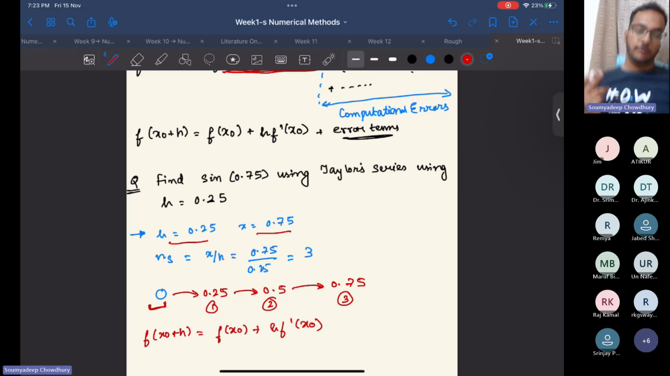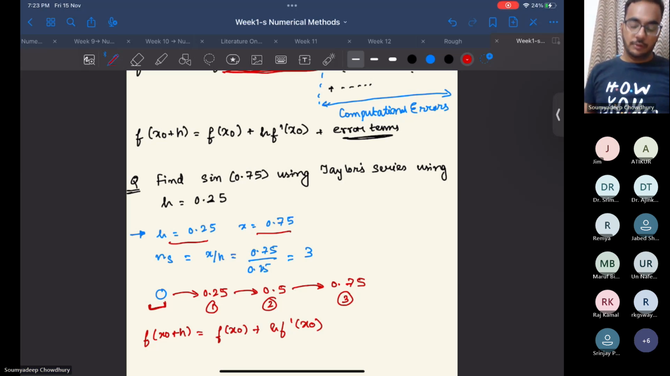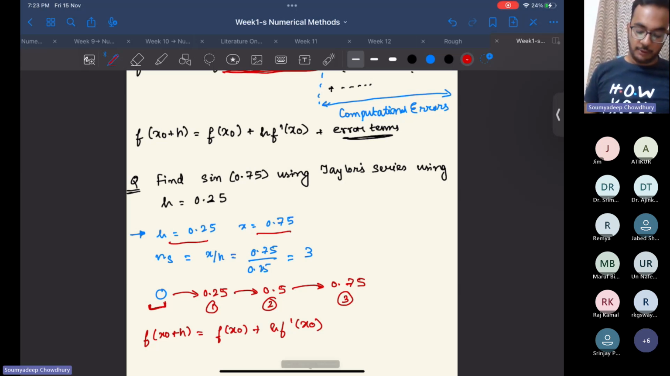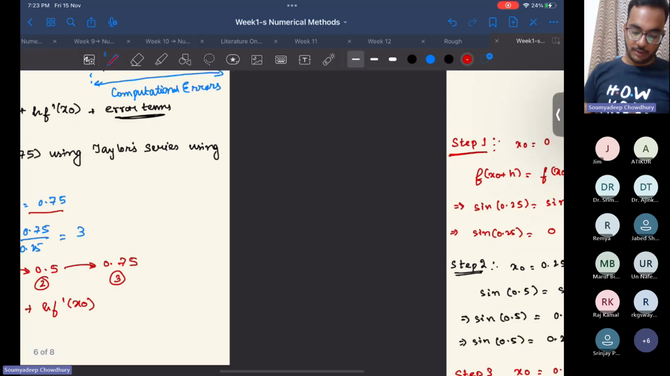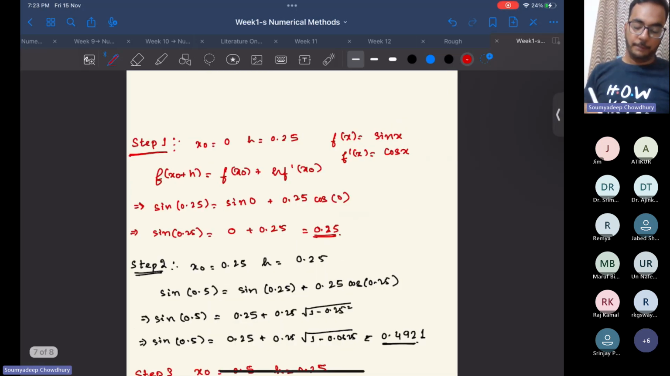So in how many steps will we get there? First we have to find the number of steps, which is given by x by h. That is, x is our target value and h is the step value. So you need to go to 0.75 from 0 in steps of 0.25. First is 0, then 0.25, then 0.5, then we move to 0.75. So like this we will move in 3 steps. At every step you have to apply the formula for the Taylor series.